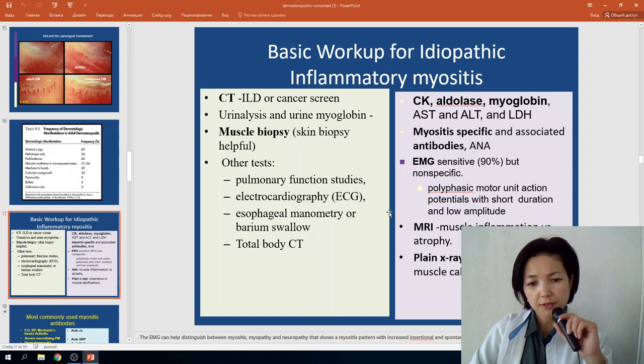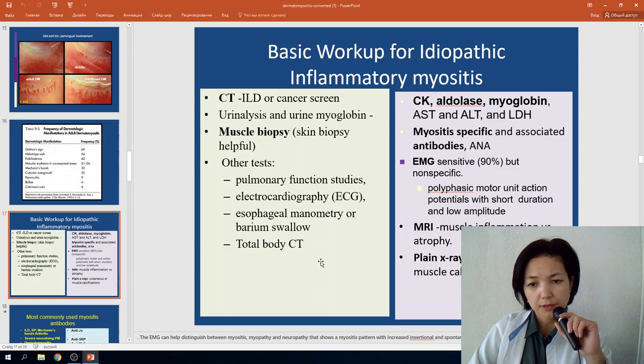The next is electrocardiography, ECG. It is also very important, because in this disease the pathological process may also involve our heart. Esophageal manometry or barium swallow. With barium swallow and esophageal manometry, by this method we check the movement of the esophagus and also any kinds of difficulties like dysphagia and so on.